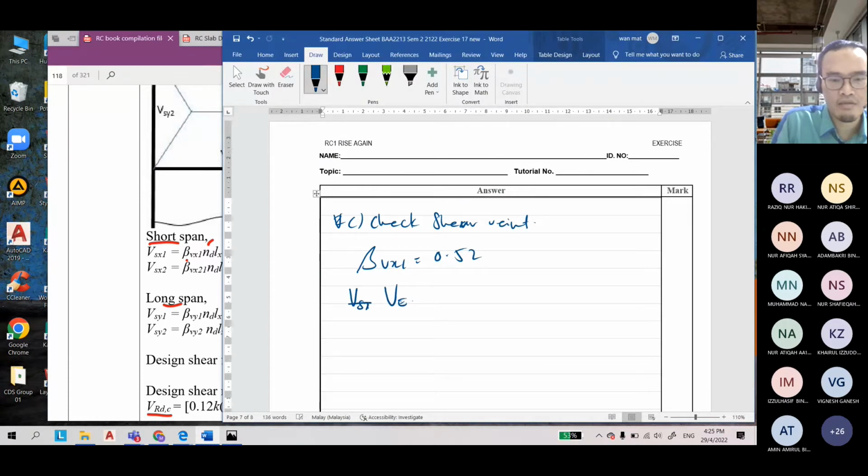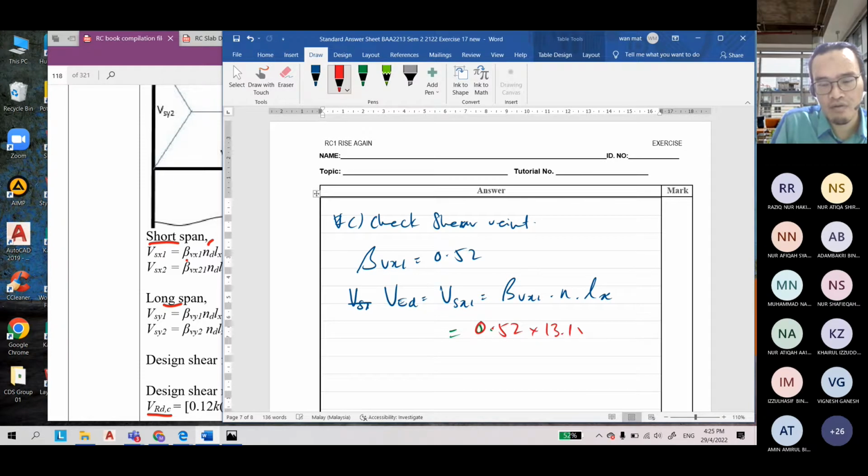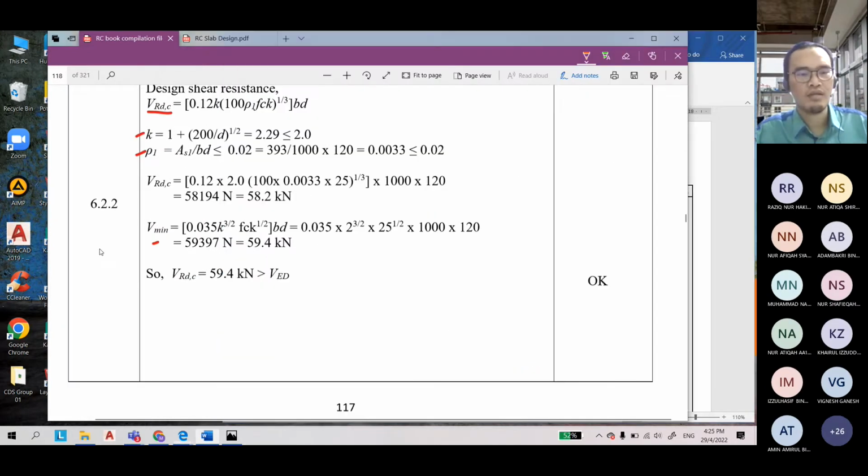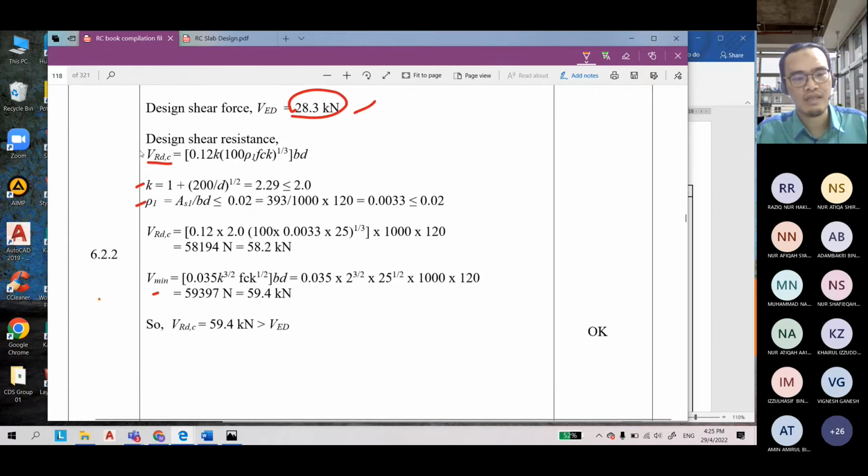Okay, so VED is equal to Vsx1 is equal to beta Vx1 times n times Lx. So equal to 0.52 times 13.1 times 4, and then you got the answer of VED, and then you can as usual check the VRDC, and then you compare to the minimum, and then you compare to the VED.